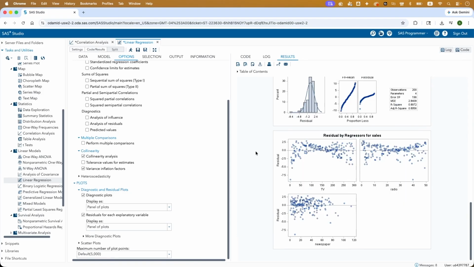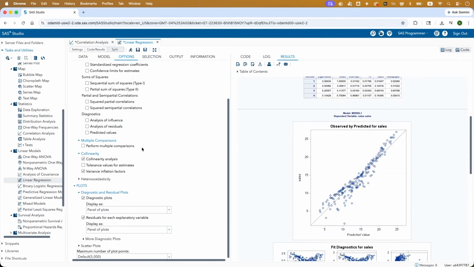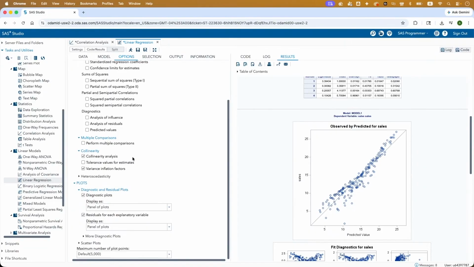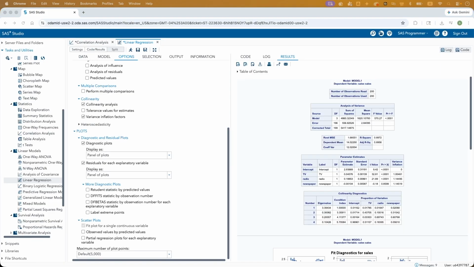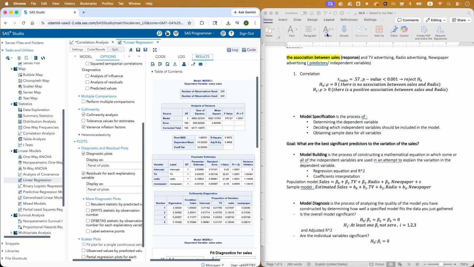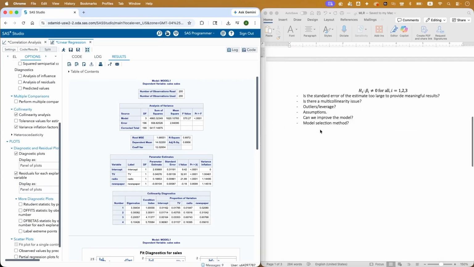Okay, I don't want this. Let me take it off. Let me take this off. Where is the option selection? It's here. Let me take it off. Let me run again. So let's now go back to the Word document, okay, and see what kind of things we have to do. First thing, where is it? Model specification done.